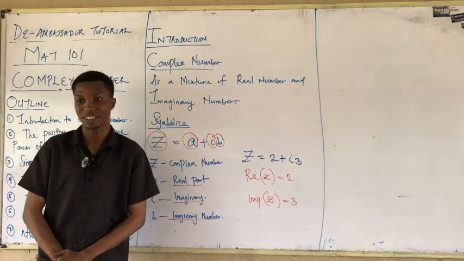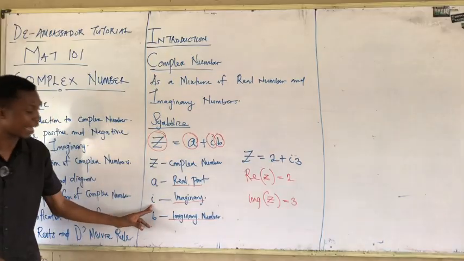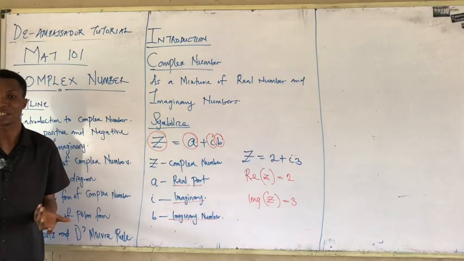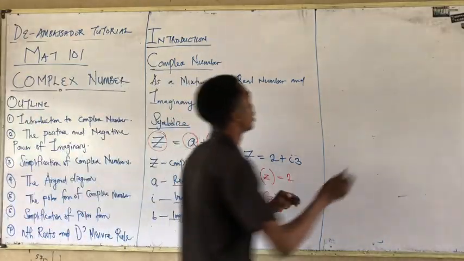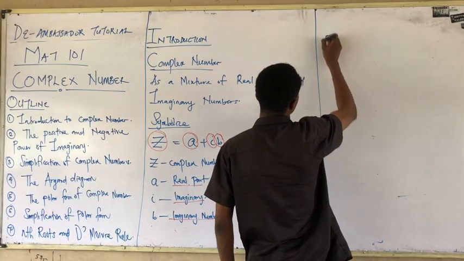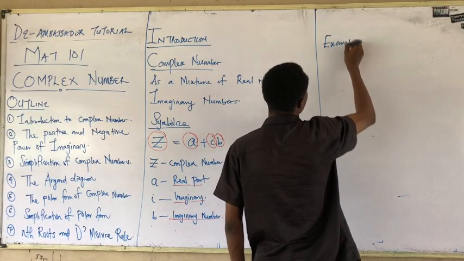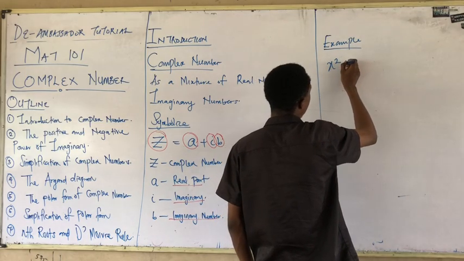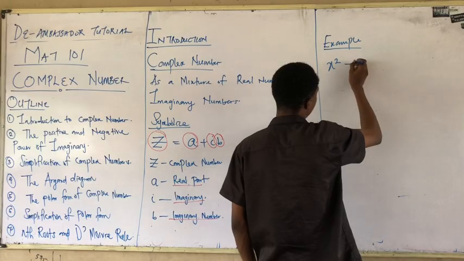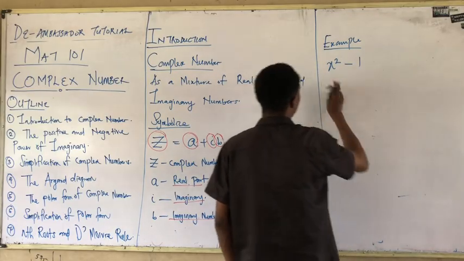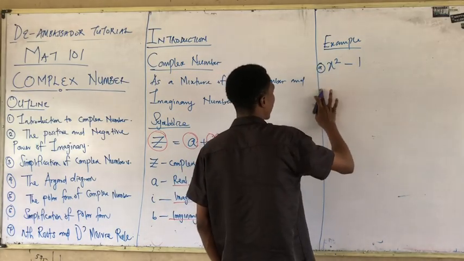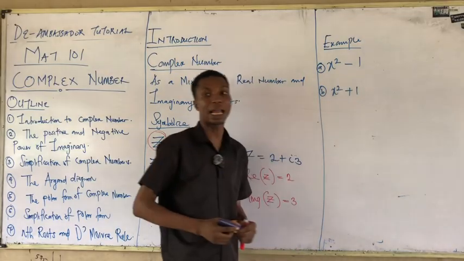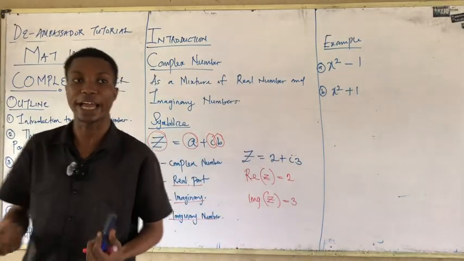Is that clear? Now the question is, this imaginary number i, how did they get it? How do they form it? So let's look at this example. Let's assume we have x squared minus 1 for the first one, and we have x squared plus 1. And I'm asked to find the value of x.